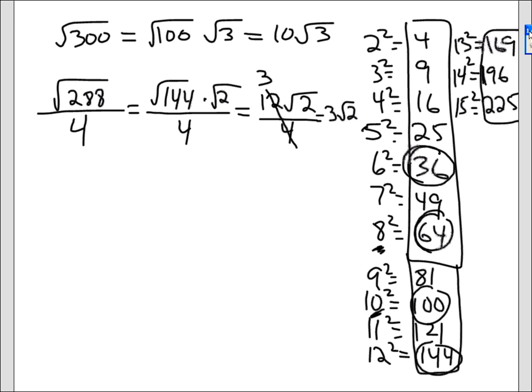Now, when it comes to letters, it's pretty straightforward. First, I want you to realize there is an understood 2 right there. You don't see it, but it's understood to be there. It's shorthand notation not to write the 2.